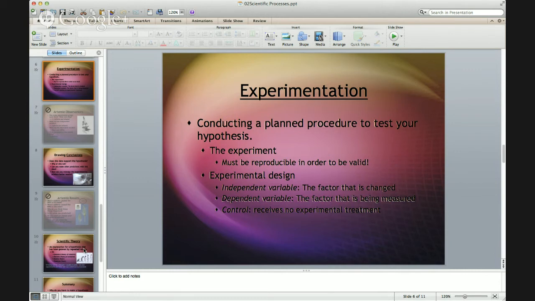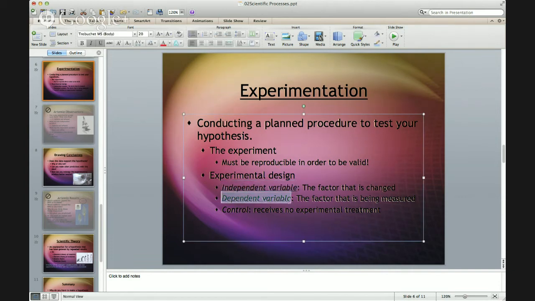And when you design your experiment, you have these 3 things, and these are important. And I know these are underlined, but we're going to go ahead and underline them actually right now because they should be. They're important. The independent variable, the dependent variable, and the control. Okay? These are 3 things that are really important in every experiment.